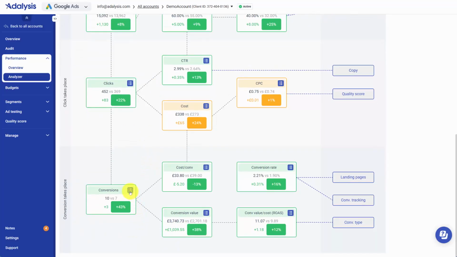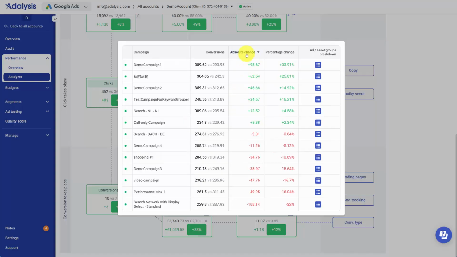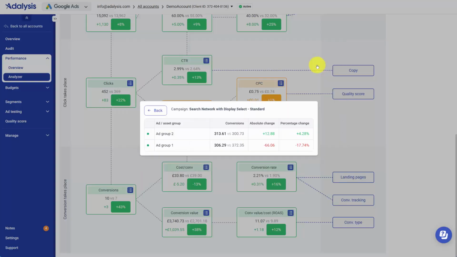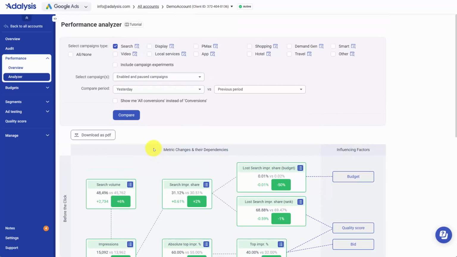Now, if we click on these bullet point icons, we'll see a list of all the campaigns in the comparison period. Then we could sort by absolute change or percentage changes to see which campaigns had the largest effect on that piece of data. Then we could get into our asset groups or our ad group breakdowns to see which ad group is responsible for the largest changes. So by using this tool, you can easily isolate what is the root cause of a problem so you know where to go investigate. If you want to share this information, you can download it as a PDF.